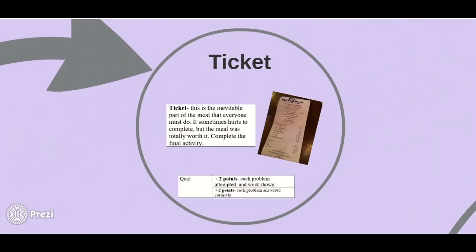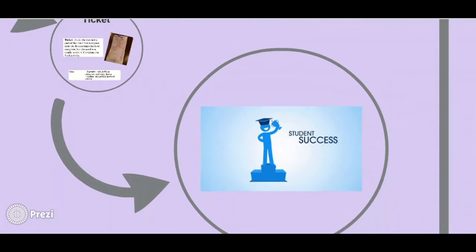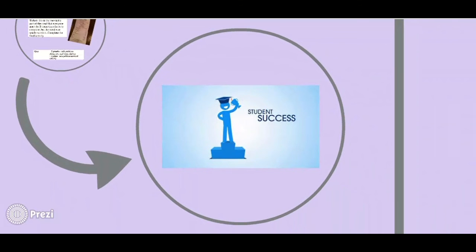So after the dessert, we go to the ticket, and it's the inevitable part of the meal, but the meal was so worth it that it really didn't matter. And it's the final activity. It's a quiz, and it's worth 20 points. 5-question quiz. You get 2 points for attempting and showing their work, and 2 points for answering them correctly. And all of these things work together on a path for student success.